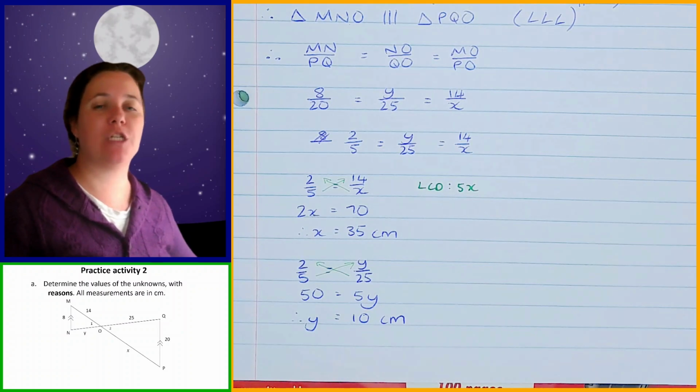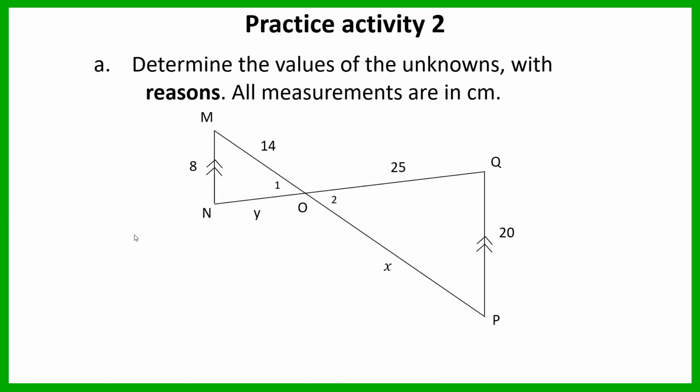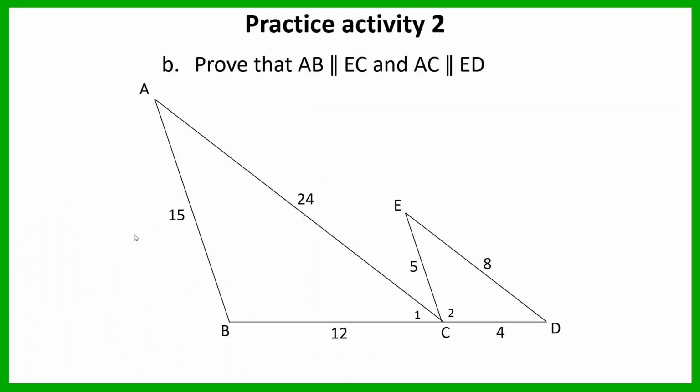Right, now let's go on to question B. In question B, you have to prove that AB is parallel to EC and AC is parallel to ED. I'm going to give you 4 minutes for this question.